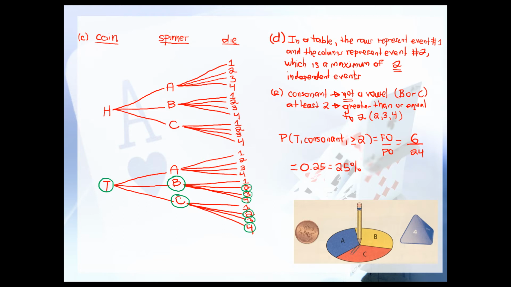Okay, so as you can see, if you have 3 independent events, the tree diagram becomes quite nightmarish to actually draw. And then it gets a little more complicated because you really got to keep track of all the different events as you start to do a probability calculation afterwards.